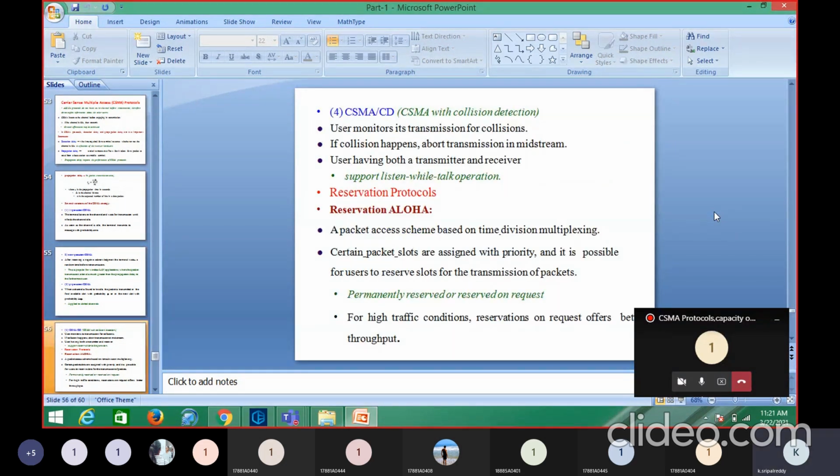So next one is CSMA CD. CD stands for collision detection. Collision detection means it will monitor the transmission for collisions. If a collision happens, it will abort the transmission. And here the user has both transmitter and receiver access. So this is about these particular CSMA protocols.